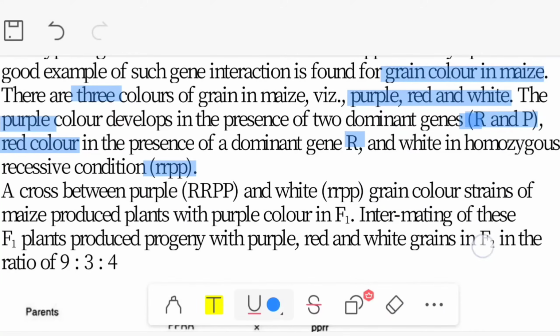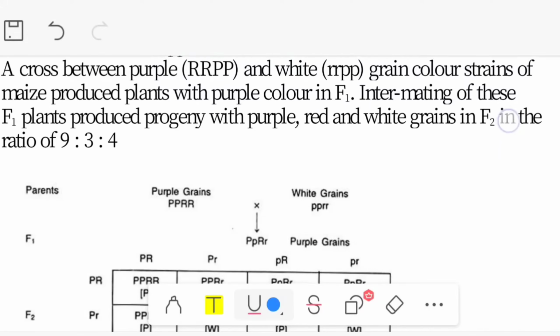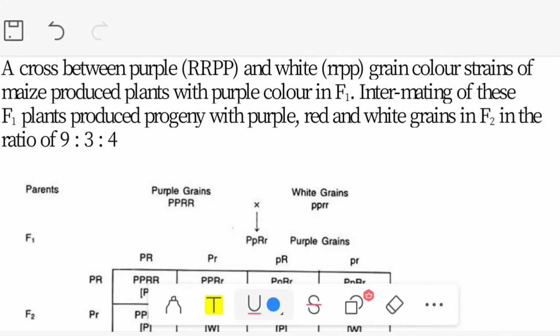For example, when we cross capital R, capital P with small r, small p, what colors will we obtain? Here it is the homogeneous purple color, whereas here you have the double recessive white color. Do remember one thing: in a normal dihybrid gene interaction, the two genes have different actions, but in epistasis, two genes are governing the same action. So we are crossing purple with white.